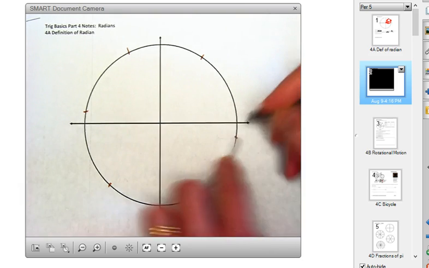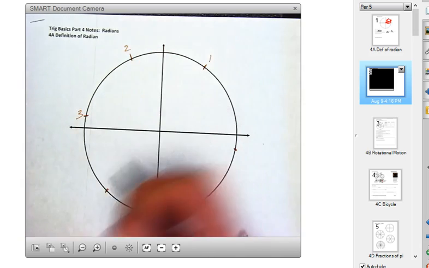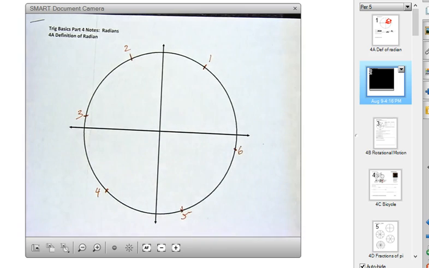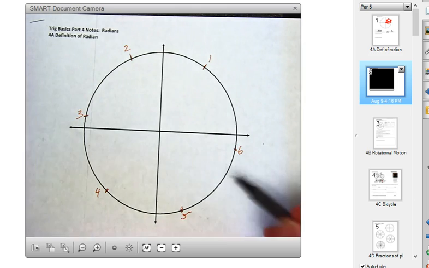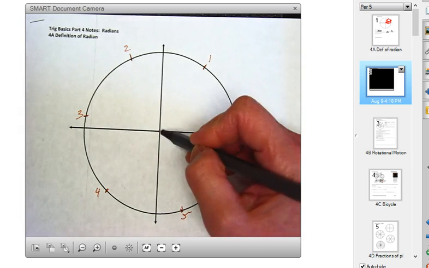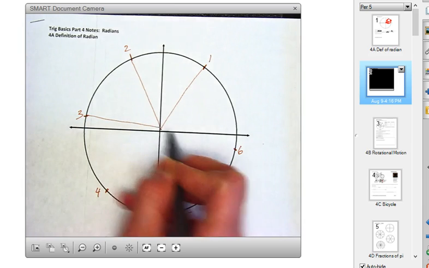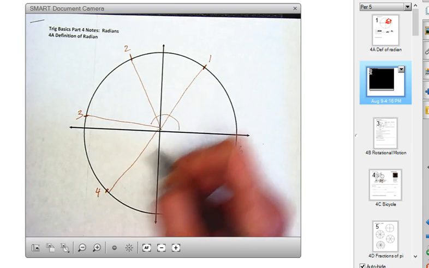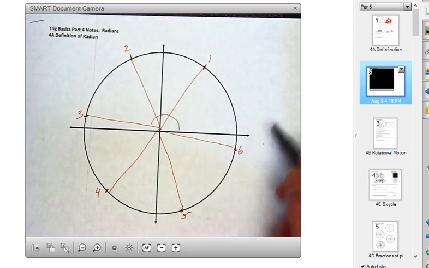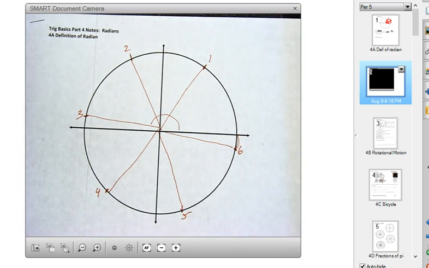So when I'm done, you can see that I end up with 1, 2, 3, 4, 5, 6 radius lengths around the edge of the circle, which would correspond to 6 radian angles. So I can actually draw the angles: 1, 2, so this would be 3 radians. If I go all the way to here, that would be 3 radians, 4 radians, 5 radians, 6 radians. How many radians do you think are in an entire circle? We've got a little bit left over. How much is that little bit?